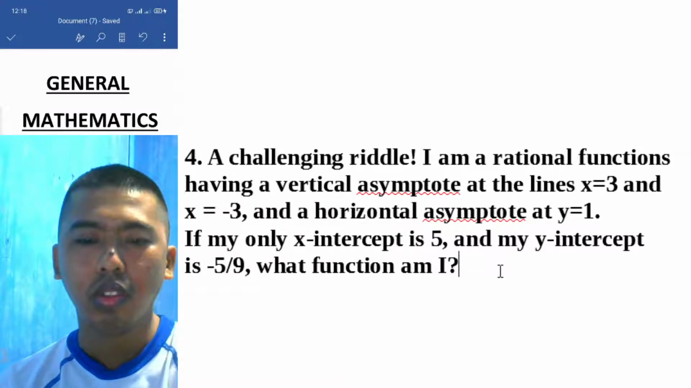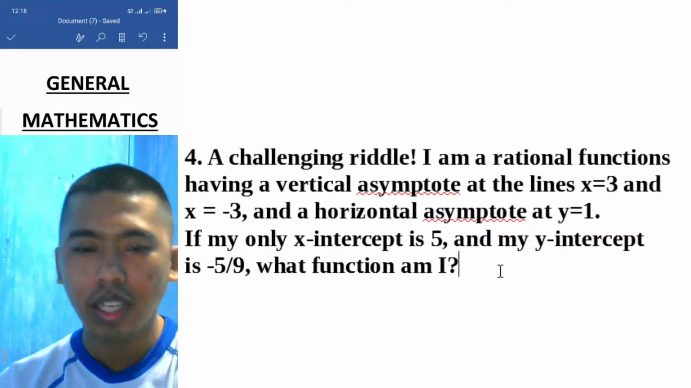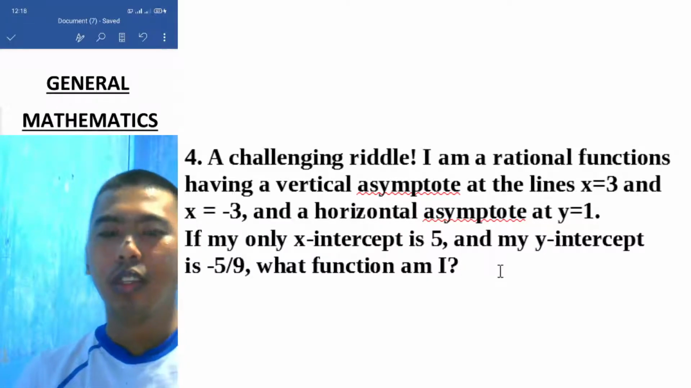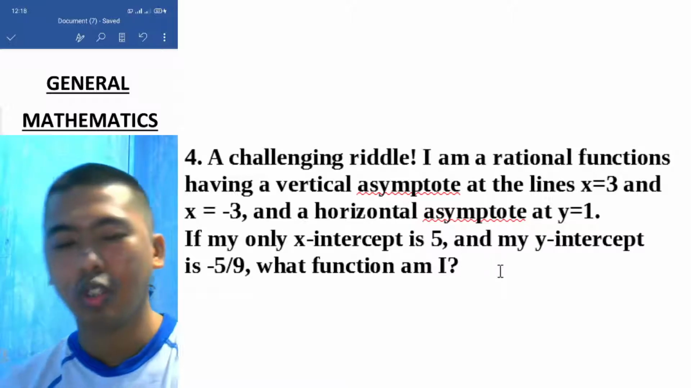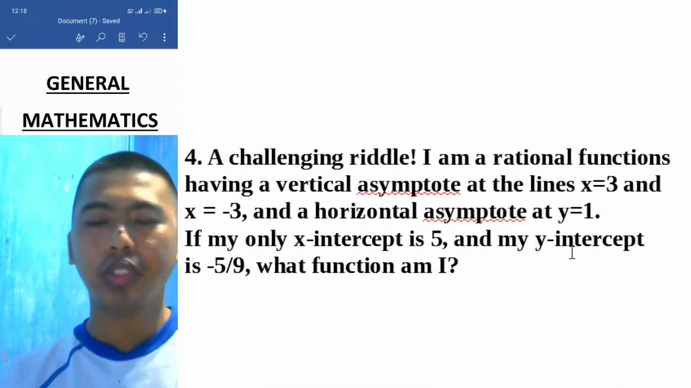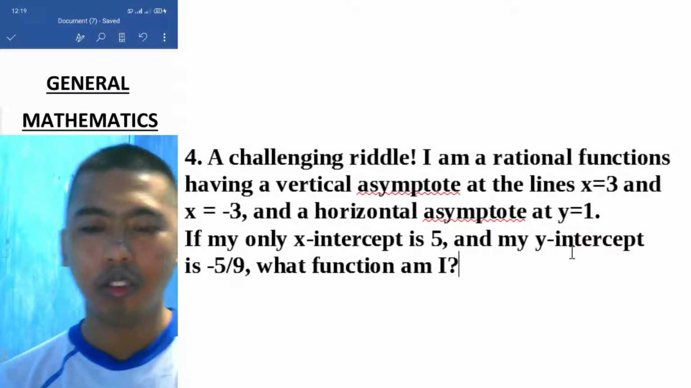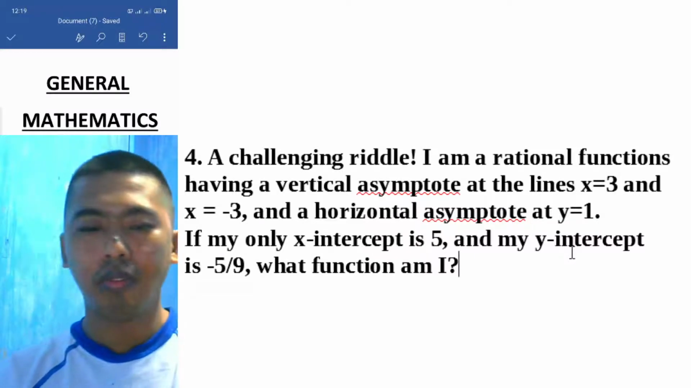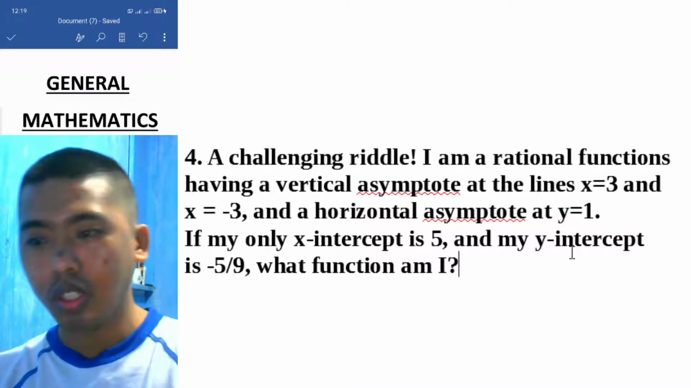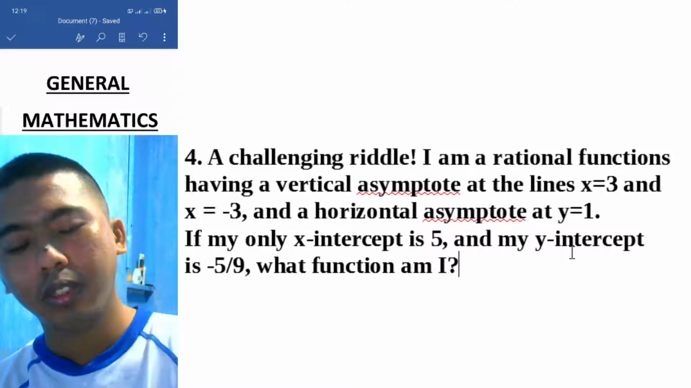So that's the given, guys. It's a sort of riddle. It's a very challenging riddle. So the question is, what function am I? All right, so same procedure, just send it to MS Teams or to my Facebook account, as I said on the page.